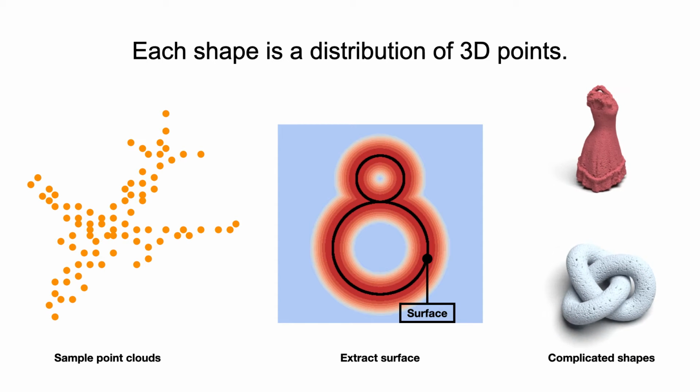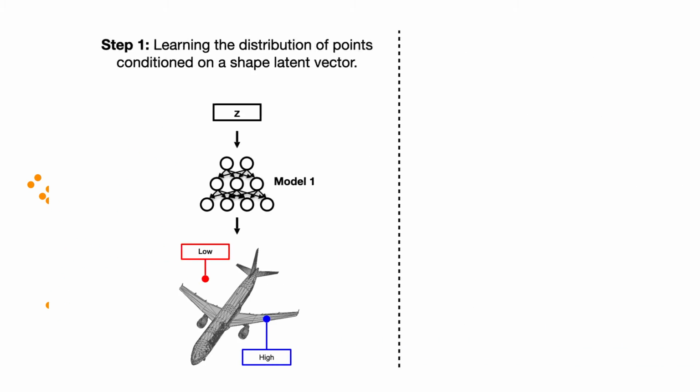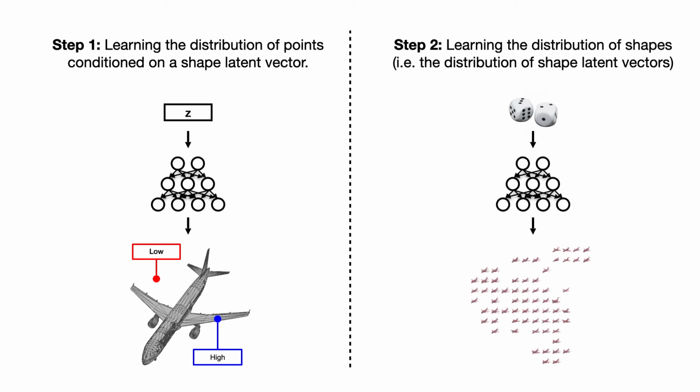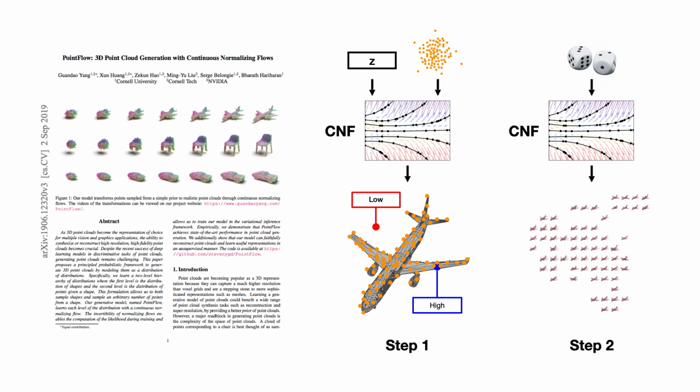Given that, shape generation can be broken down into two steps. In the first step, we will model a distribution of points that represent a shape conditional on a latent vector. In the second step, we model a distribution of shape latent vectors. After that, we can use the second model to sample latent codes for the first model to produce the shape. We explore this idea in the task of point cloud generation in the ICCV paper PointFlow.